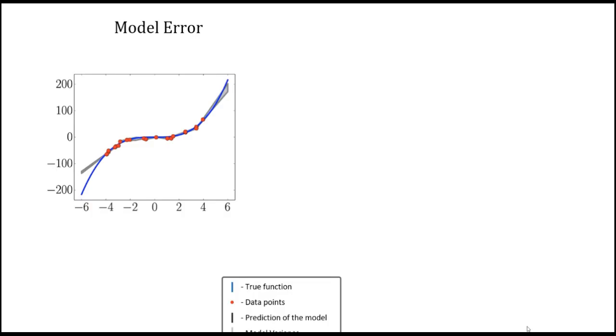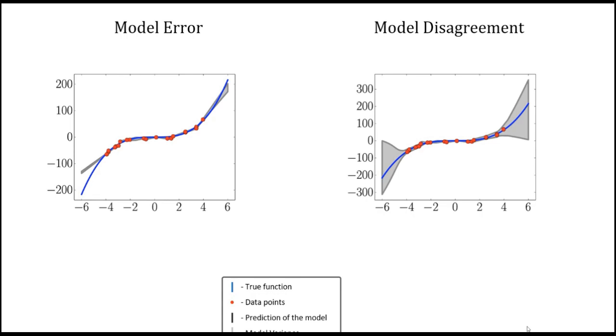First is the model error, which says the agent should seek interaction that increases model error. On this toy example, where we are trying to fit a model to the blue function, we see that the model prediction, shown in gray, is good within the training data, shown in red, but has high error outside the training data. This is desirable since we want to incentivize the agent to visit the states that are exactly outside the training data. Now, let's look at model disagreement.